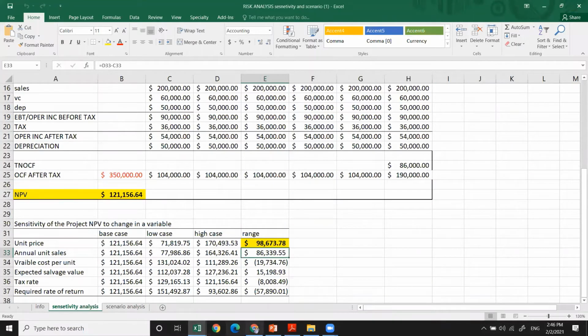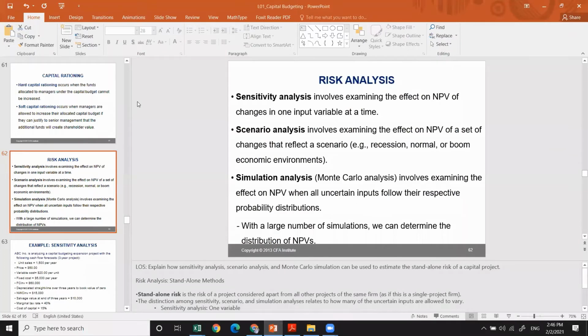Okay. Now let's come to the chapter itself. So risk analysis is basically divided into three parts: sensitivity analysis, scenario analysis, and simulation analysis. Sensitivity analysis includes the examination of the impact on NPV if you change only one variable.